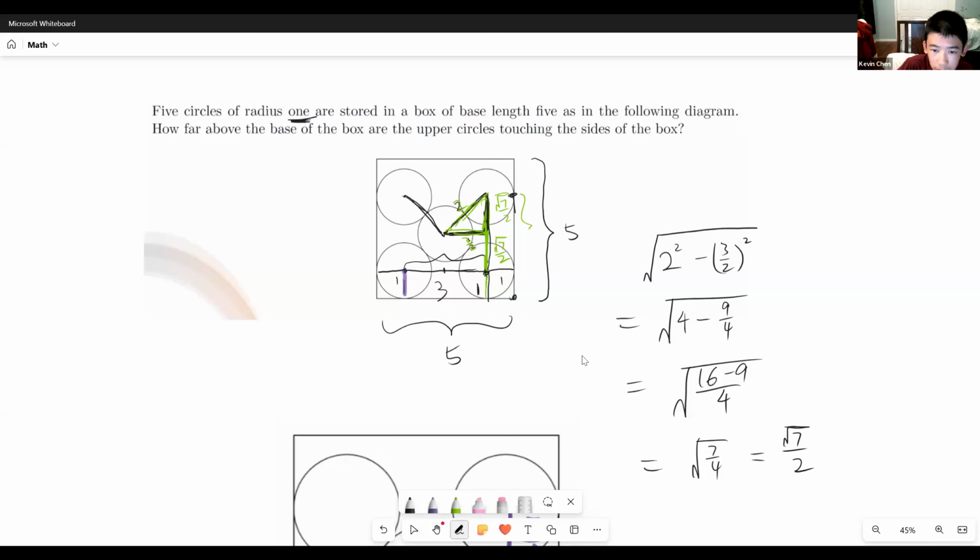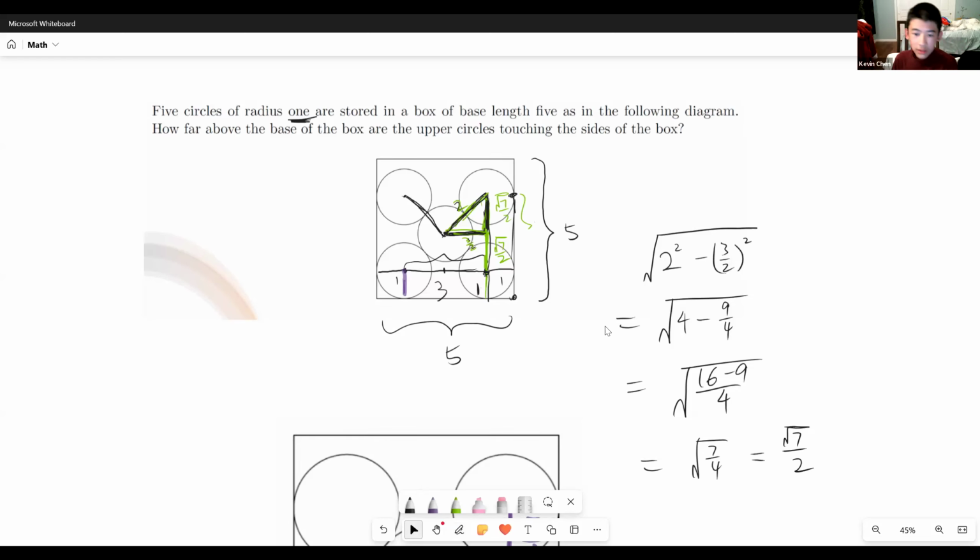So basically from this problem, we just want to connect the centers of the circles and then use the fact that we already know the radius of both circles. And then we also know the side length of the box. So we know that this distance is √7/2. So that's how we're inspired to get the final answer.